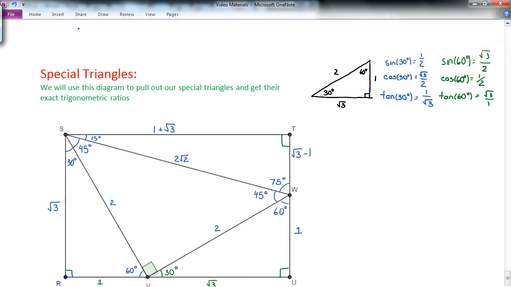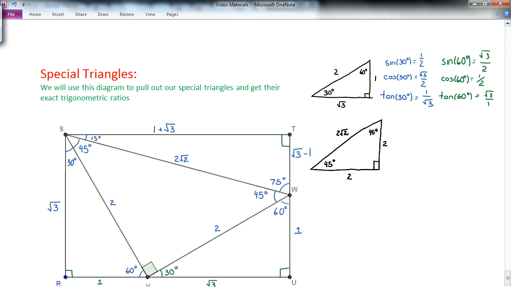The second special triangle in here is a 45, 45, 90. This is just a sketch here, so that doesn't look very good. Let's try this again. So this is a 45-degree angle, this is a 45-degree angle, and we see from this it has the lengths 2, 2, 2 root 2.